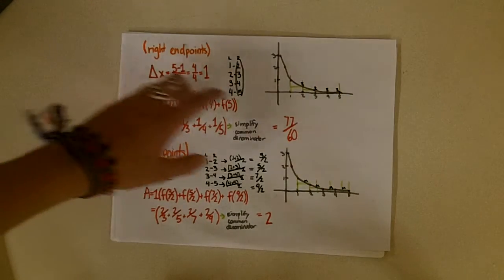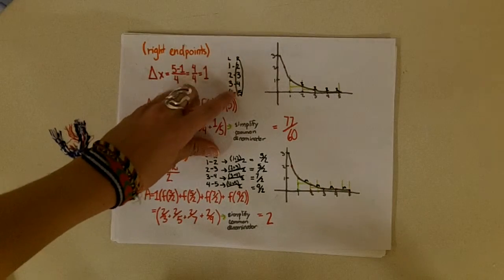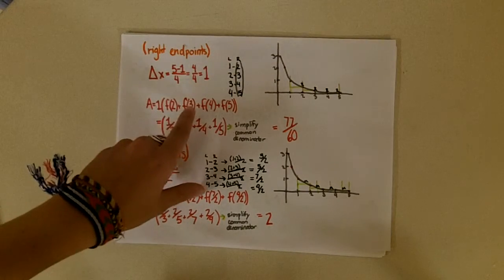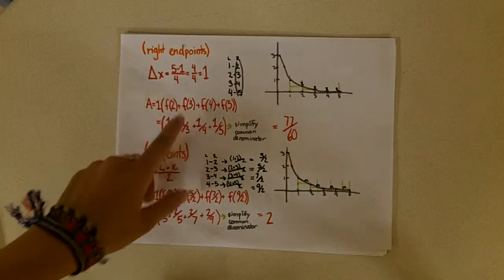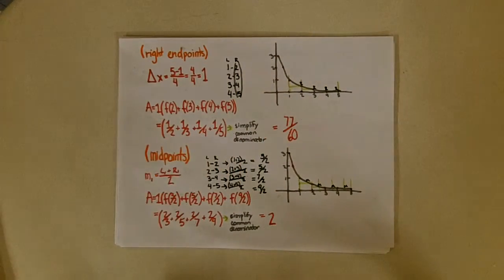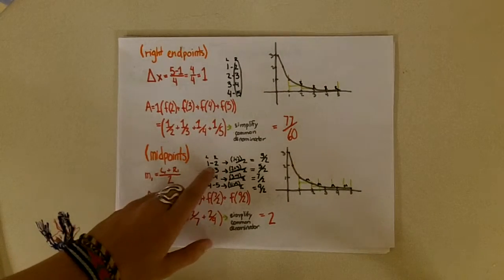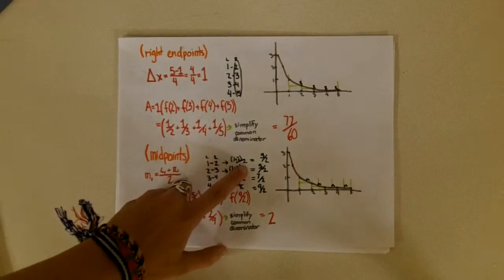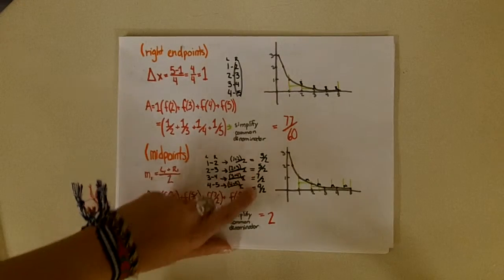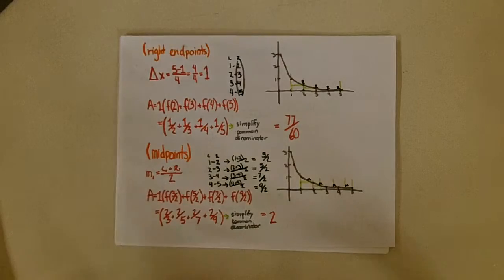And then you have to do the right endpoints, so you use these numbers. So you use 2, 3, 4, and 5, and you plug those into the equation here, again, to find the area under the graph, and this is an underestimation. And then you use the midpoints, and to find the midpoints, you add the left and right endpoints together and divide by 2, and then you plug these sums into this equation, and then you find the area.